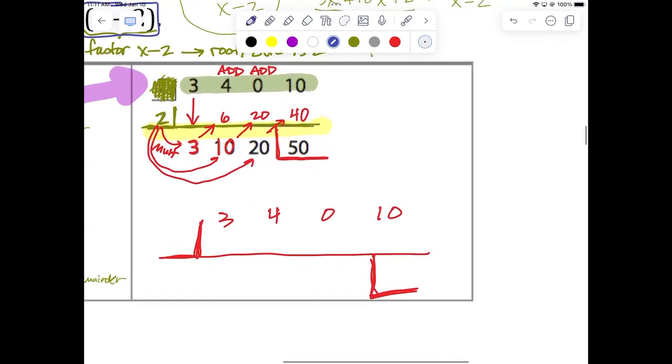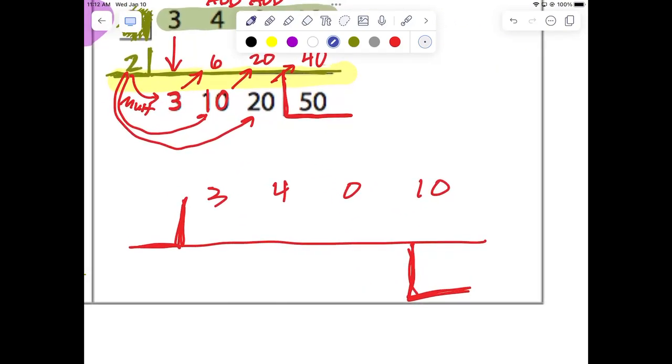Now let's go through it again. I want to show it to you again. This would be the setup. Your coefficients in descending order, placeholder for any missing x. The 2 goes in here. We bring it down for the first step. We multiply to get 6. We add, we get 10. We multiply to get 20. We add, we get 20. We multiply, we get 40. We add, we get 50.